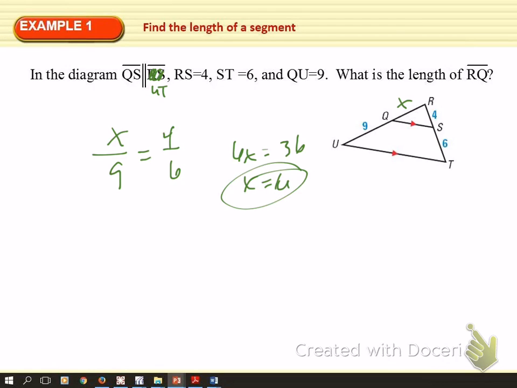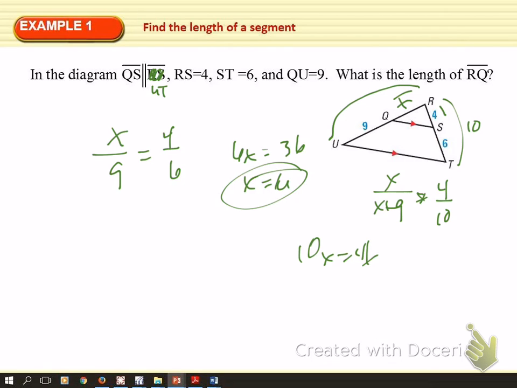But you could also have done something like 4 to 10, because this whole big side of this triangle is 10, is equal to x to, and the side of this big triangle is x plus 9. And if you cross multiply and solve, you still get 6 for QR. Okay? So there's a couple of different ways to see this picture, and you're going to be asked to be able to bounce back and forth between two smaller triangles and then one giant triangle with a parallel line drawn through it.